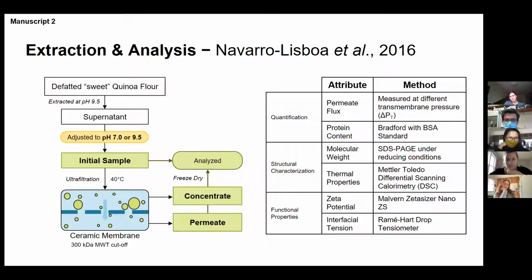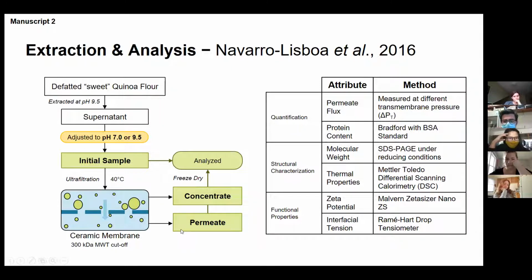Yeah, so the second manuscript by Navarro Lisboa et al. investigated the ultrafiltration technique using a ceramic membrane with a 300 kilodalton molecular weight cutoff. So filtration was tested at either pH 7 or 9.5, and the three fractions that were analyzed were the initial pH-adjusted sample, the concentrate, and the permeate.